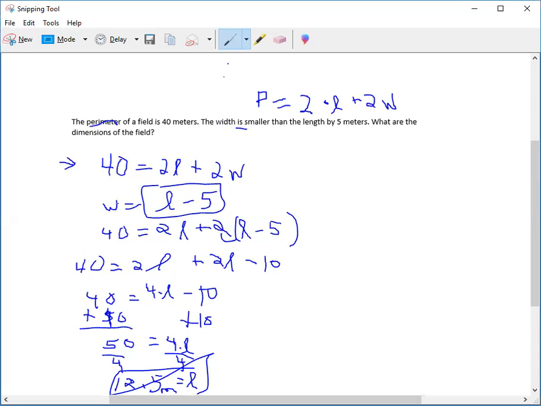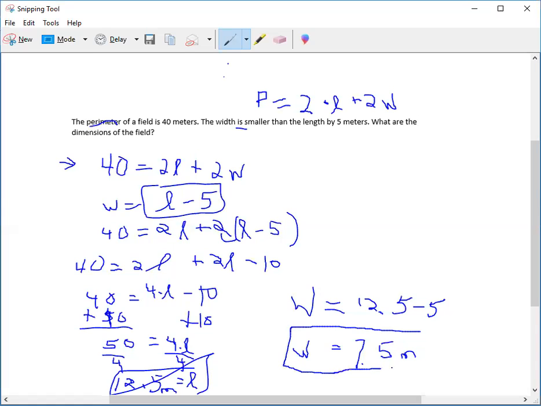Okay, so I can use this right here. The width is L minus 5, so 12.5, and I've just got to subtract 5. So then the width is 7.5 meters. It's also meters. So I've got my 2 dimensions, 7.5 meters by 12.5 meters.